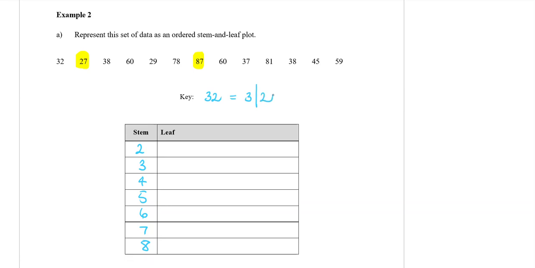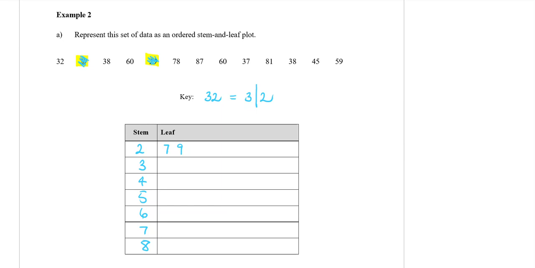Okay, going through all of the 20s. Let's highlight the 20s. We have 27. That's the only one, isn't it? Is there another one? Oh, I missed it. There you go, 29. Lucky you guys are checking for me. So there's 2 numbers in the 20s. Make sure that you put the leaves in order. So 7 and then 9. Okay, they're done.